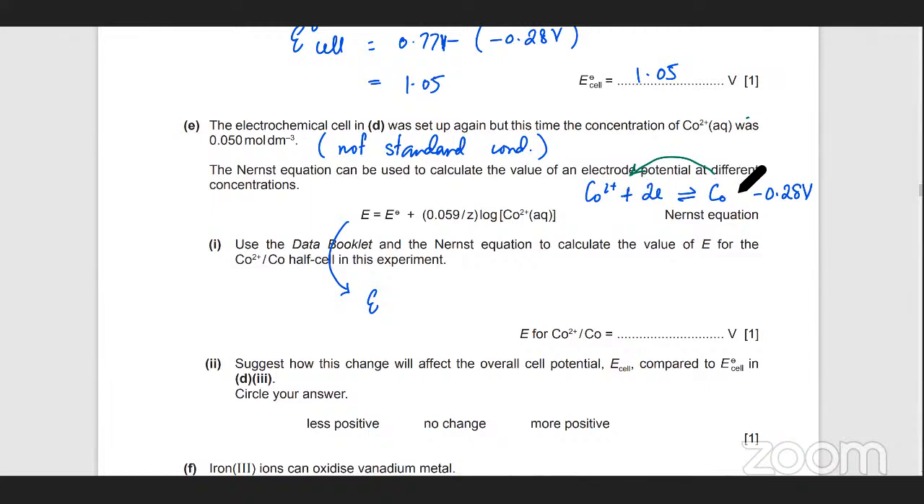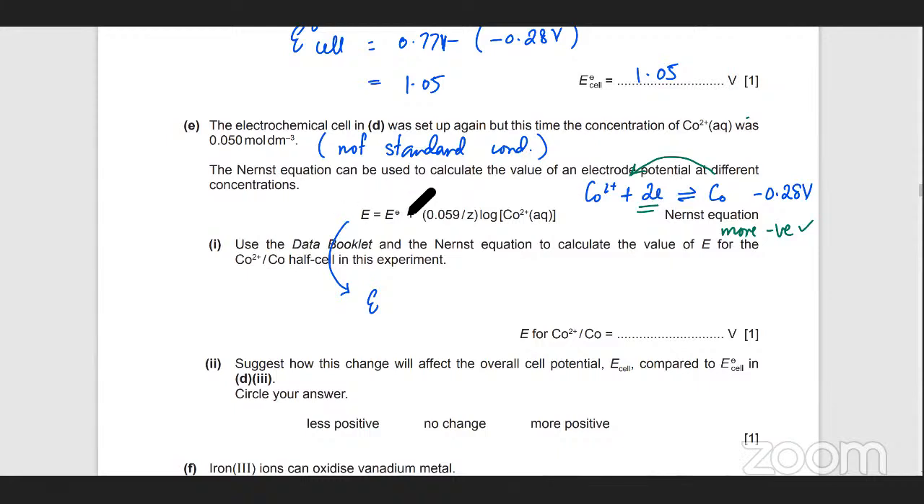If you decrease the cobalt 2 plus concentration, the equilibrium tries to make more cobalt 2 plus according to Le Chatelier's principle. So more electrons are going to be produced, and the new potential would become more negative, or you can call it a lower potential. Why? Because the equilibrium is going to shift backwards and it's going to produce more electrons.